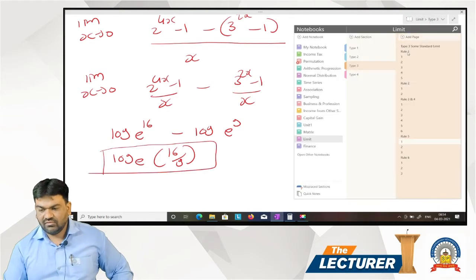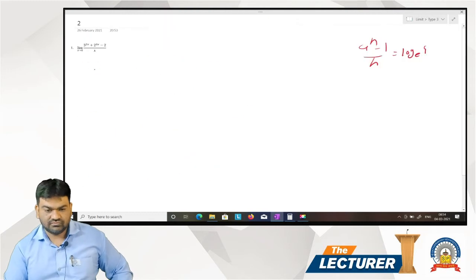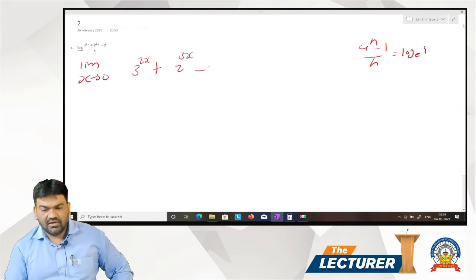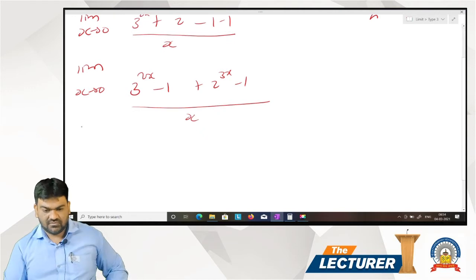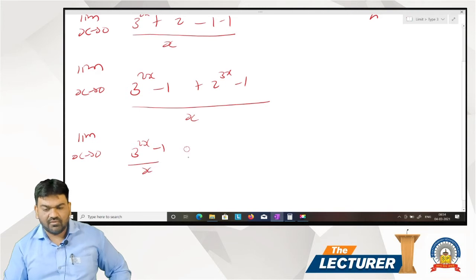Next, example 2. Limit x tends to 0, 3 raised to 2x plus 2 raised to 3x minus 2, that means minus 1 divided by x. Limit x tends to 0, 3 raised to 2x minus 1 plus 2 raised to 3x minus 1 upon x. Limit x tends to 0, 3 raised to 2x minus 1 upon x plus 2 raised to 3x minus 1 upon x.